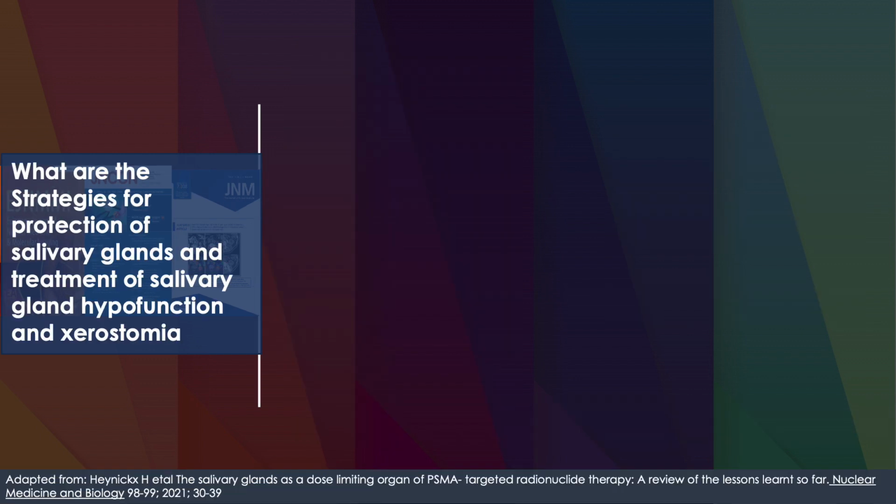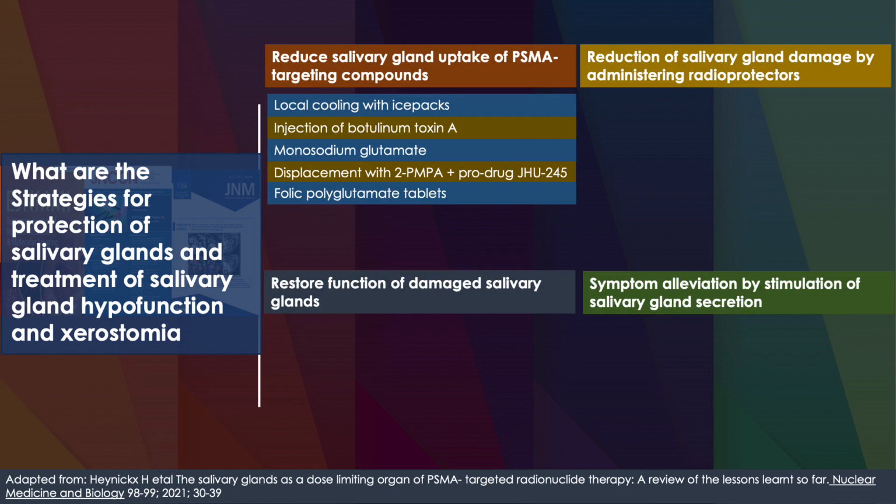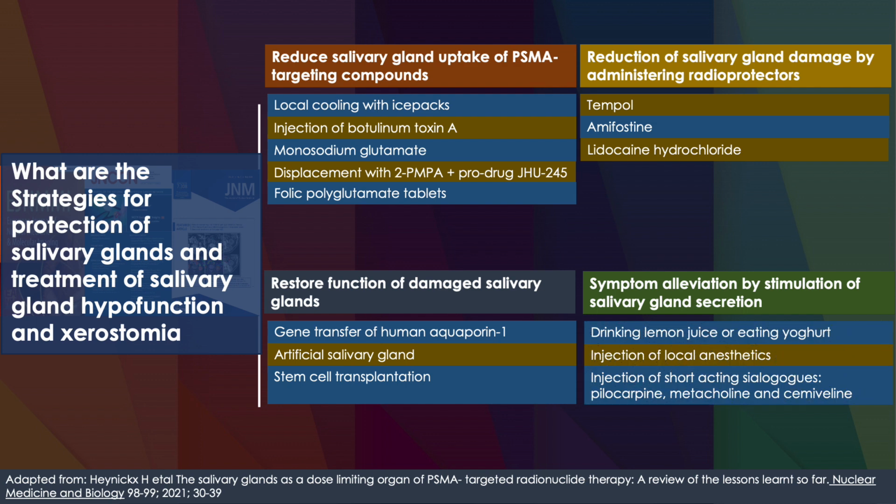And there are various strategies to protect them, and this will be most useful if you're planning to treat with alpha therapies. In fact, you can reduce the salivary gland uptake by treating with compounds. You can reduce salivary gland damage by administering radioprotectors, and also you can do symptomatic alleviation or stimulation of salivary gland secretion. Restoration of function of damaged salivary glands can be done by gene transfer, artificial salivary glands, and stem cell transplantation.